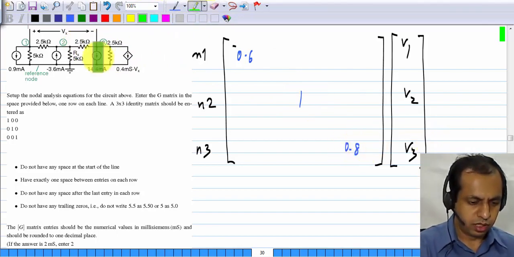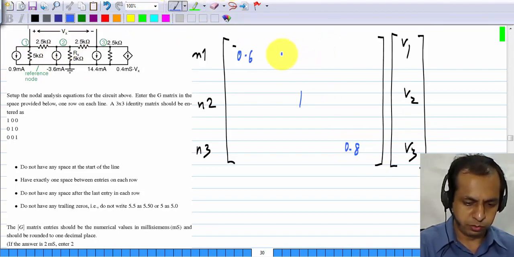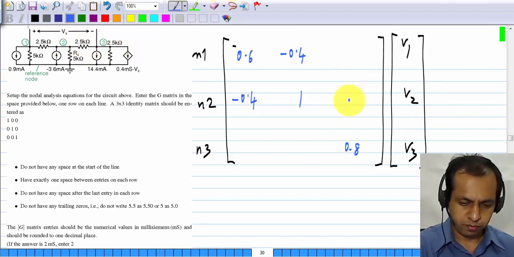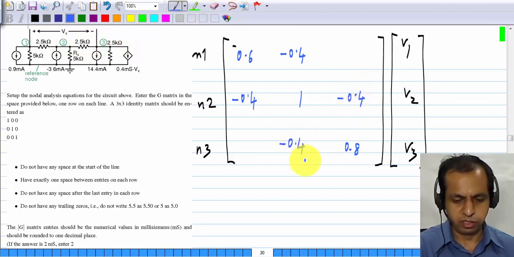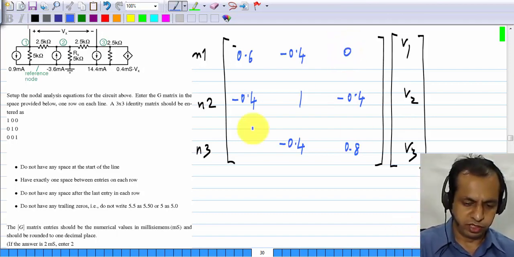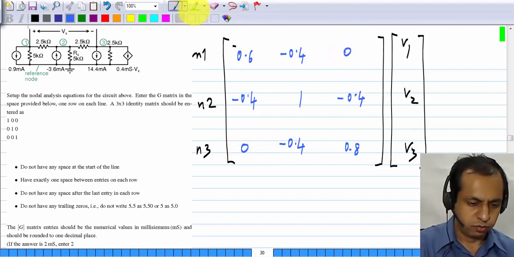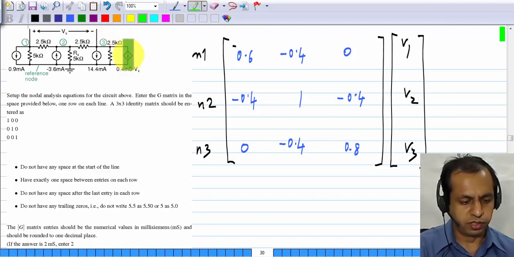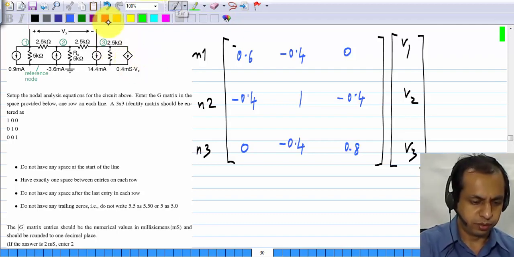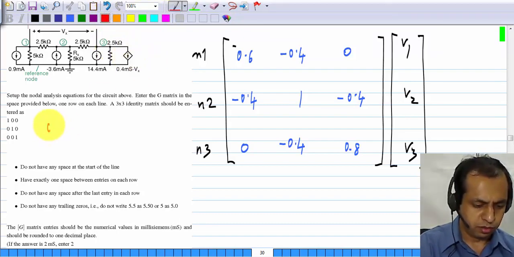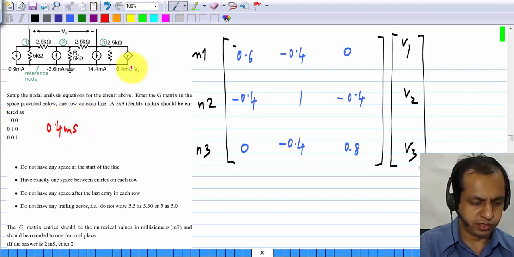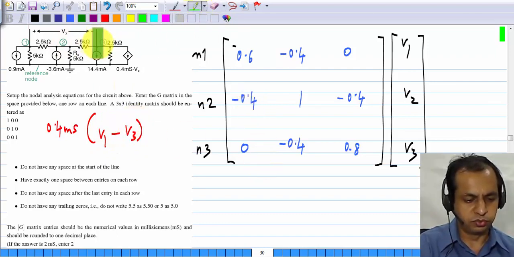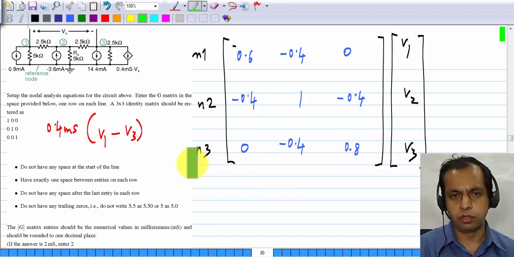0.8, and between nodes 1 and 2 we have 0.4 millisiemens, and between 2 and 3 we have 0.4 millisiemens, and between 1 and 3 we have nothing, so that is 0. Now we also have this current source here. If you look at the current flowing out of node 3, that will be 0.4 millisiemens times Vx, which is V1 minus V3. So this will add to the equation for node 3.